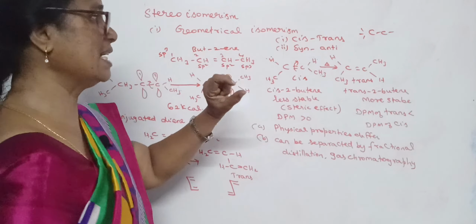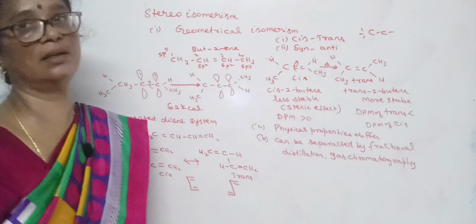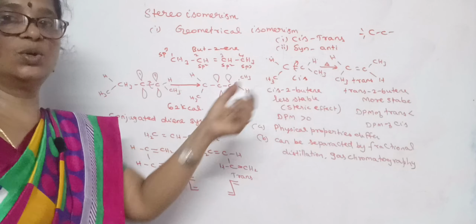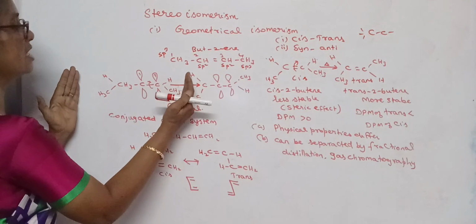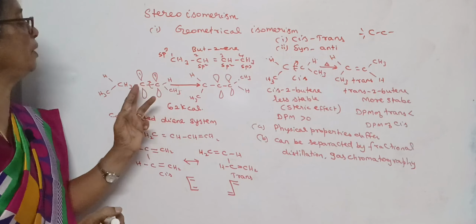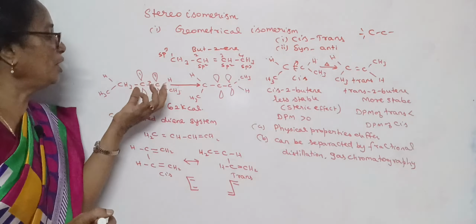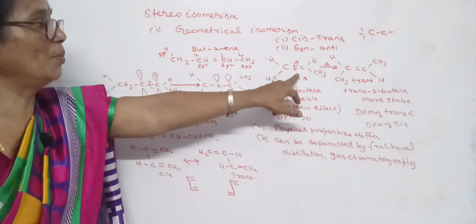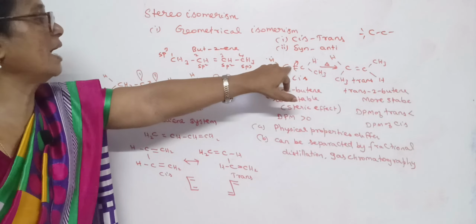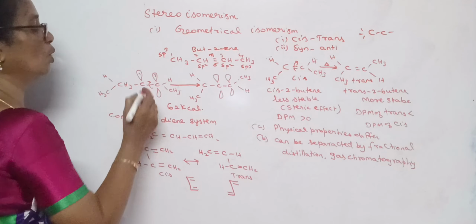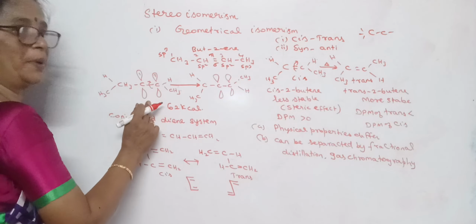Okay, let us explain how the doubly bonded carbon undergoes restricted rotation. This is the representation of sp2 carbon. The sp2 carbon actually should have a double bond. One of the bonds in the double bond is a pi bond, and the other bond is sigma. The sigma bond is due to the head-on overlapping of the carbon-carbon atoms. The pi bond is due to the sideways overlapping of p orbitals.